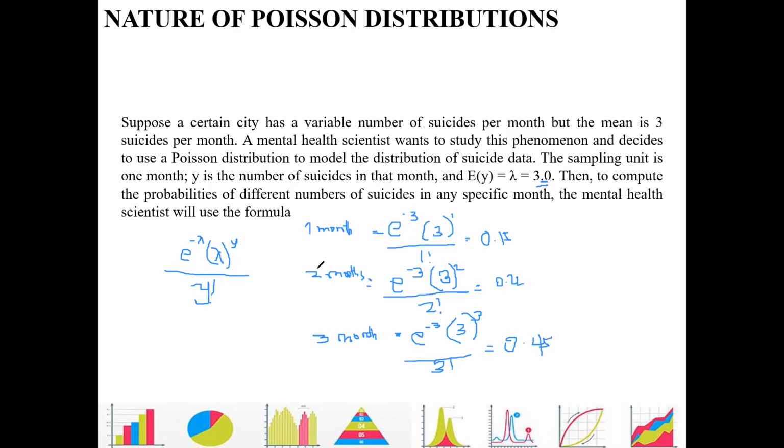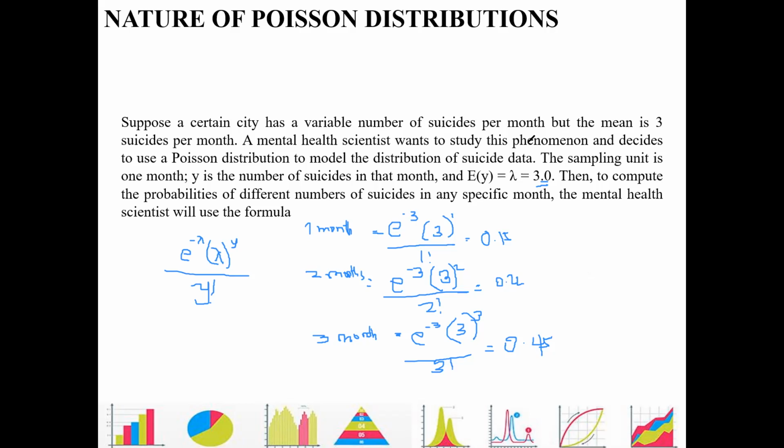So 0.45. So you see, habang tumataas yung accumulative months, tumataas yung chances na magkaroon ng suicide in a month. So, syempre, yung probability niya habang tumatagal, tumataas siya.